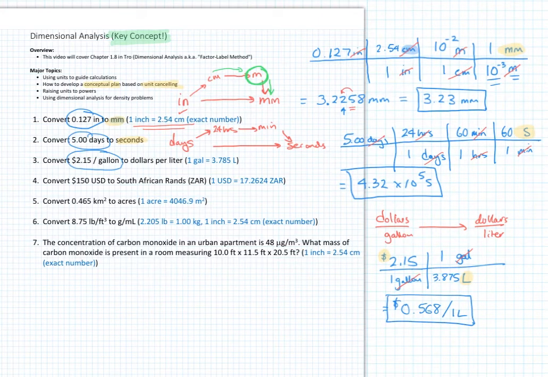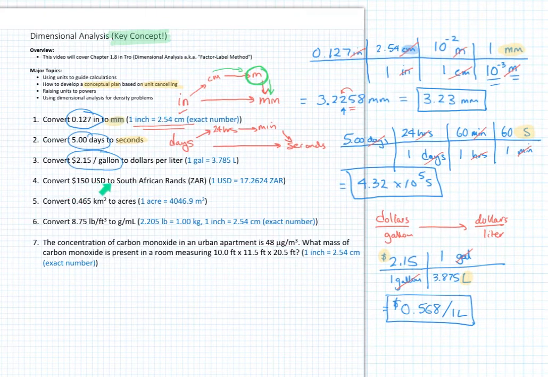Once again, we should check the sig figs. 3 sig figs on this, 4 sig figs on this, but because there's only 3 here, the one with the least number of significant figures determines the answer. So it's $0.568 per every 1 liter. Okay, let's pause for a second and take a look at the next problem.